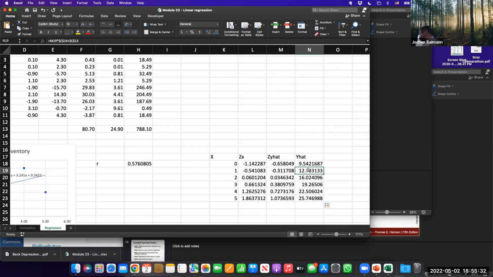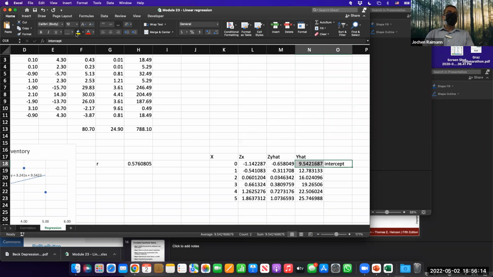So your y hat essentially is now the predicted depression score when the number of stressful life events is 0. This 12.8 is the depression score when your number of stressful life events is 1, and so on and so on. So you already have in there all the information you need to build your equation, right? You have the intercept, which is the y where the x equals 0. This is your intercept.